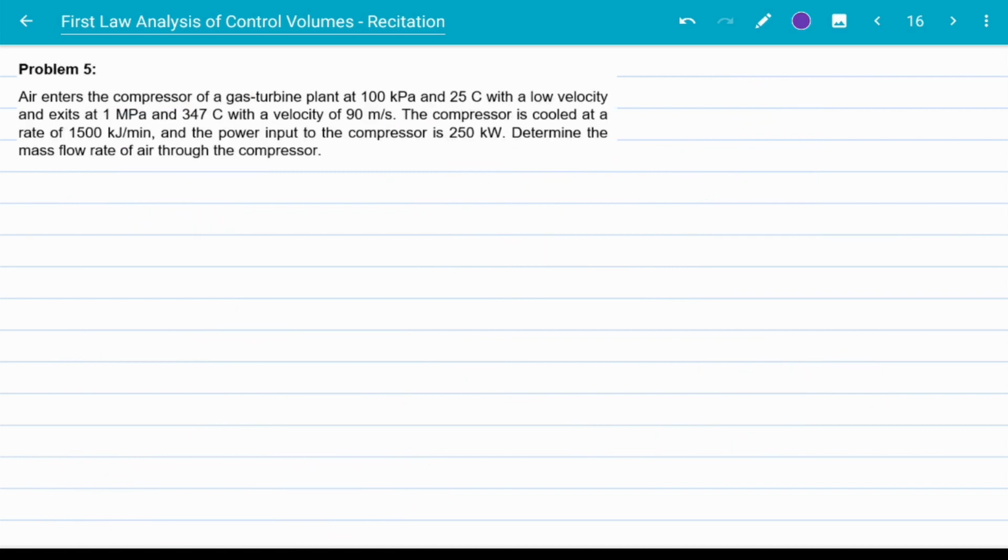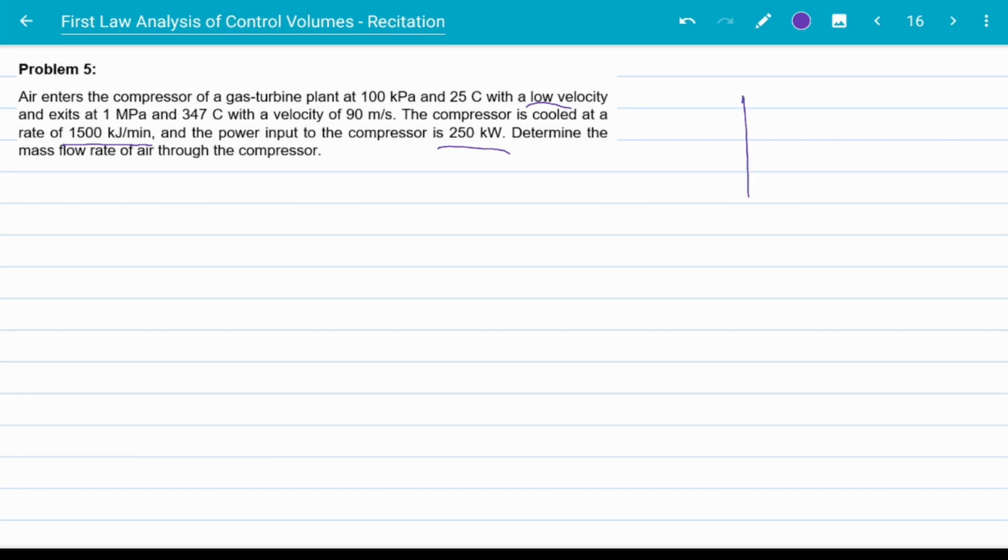Okay, problem 5. We have a compressor, air enters it at 100 kilopascals pressure and 25 degrees Celsius, and the velocity at the entrance is negligible, very low velocity. The exit conditions are also given: 1 megapascal pressure and 347 degrees Celsius temperature. Velocity this time is given, 90 meters per second. The compressor is cooled down with a rate of 1500 kilojoules per minute, and the power input of the compressor is also given, 250 kilowatts. We are asked to find the mass flow rate of air inside this compressor. So let's get to it.